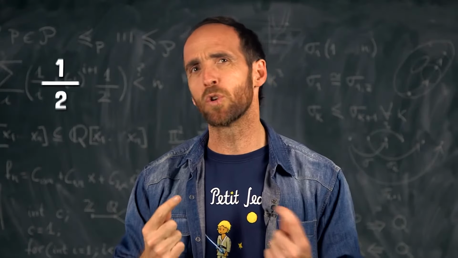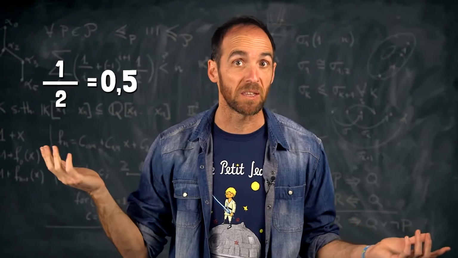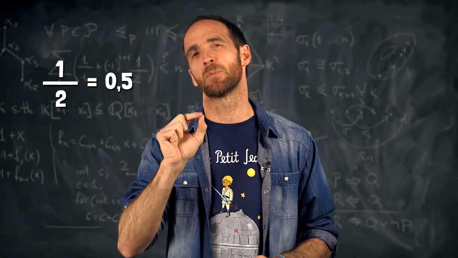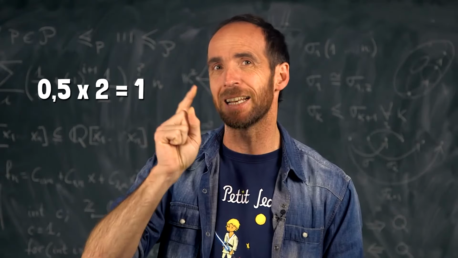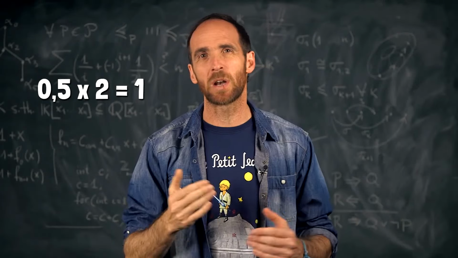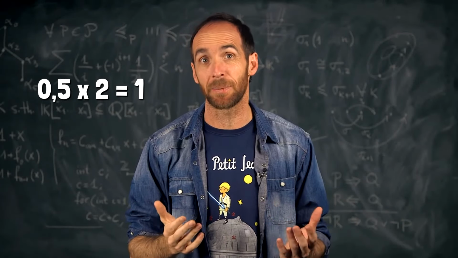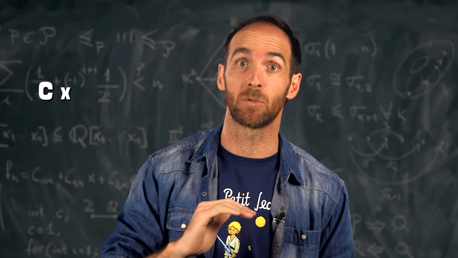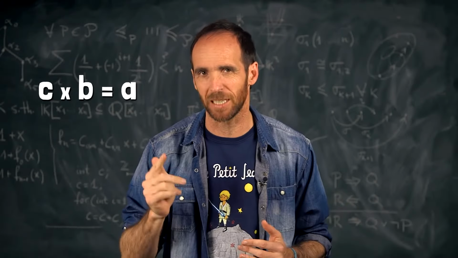How much is 1 divided by 2? Easy, a half, also called 0.5. That is, if I multiply 0.5 by 2 it gives me 1. Actually this trick works every time. Calculating the result of dividing a by b is equal to finding a number that multiplied by b results in a. Are you following me?